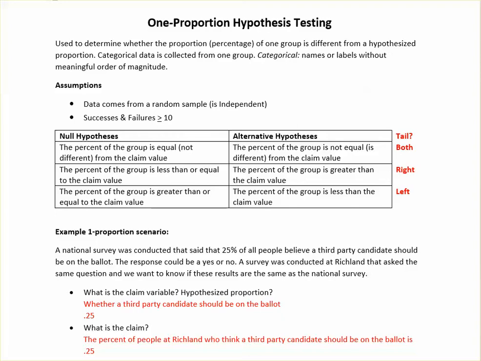For your null and alternative hypotheses, these are important because these are the wordings that you could use for claims. If you're trying to write your own claim, say for a project, these are the wordings you would use. Normally people write it in terms of the alternative hypothesis. The percent of the group is not equal or is different from the claim value. The percent of the group is greater than the claim value. The percent of the group is less than the claim value. So normally you would want to use one of these as your claim.